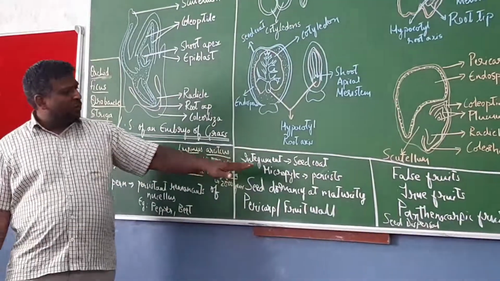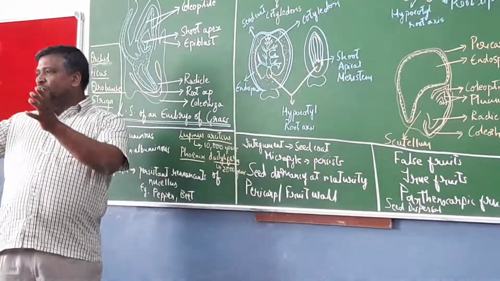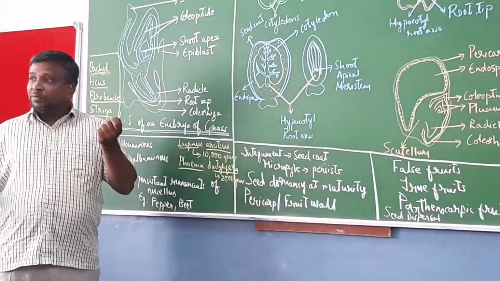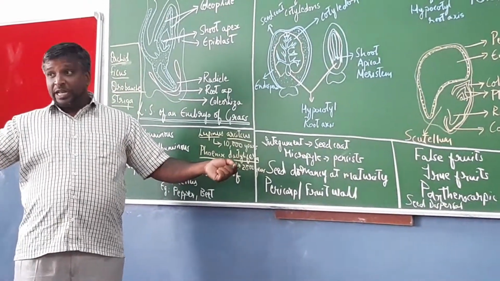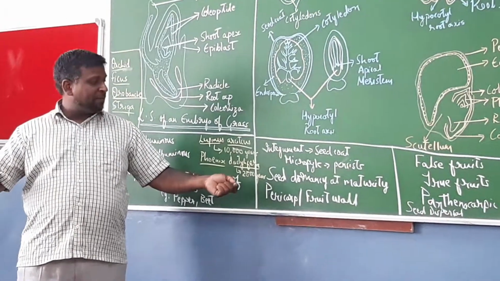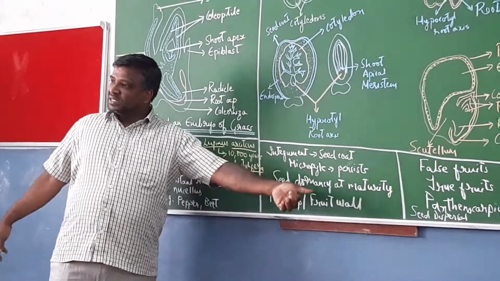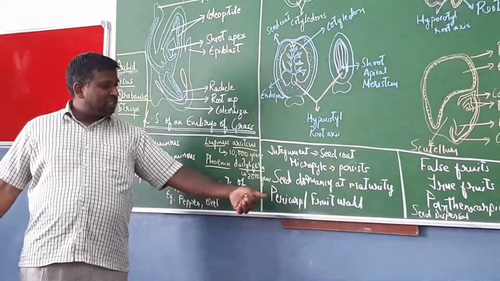And then I've already told you the integuments harden and form the seed coat. Even in the seed coat you find the micropyle. So the integuments are going to form the seed coat. You should remember that. The micropyle also persists in the seed even after the formation of the seed.